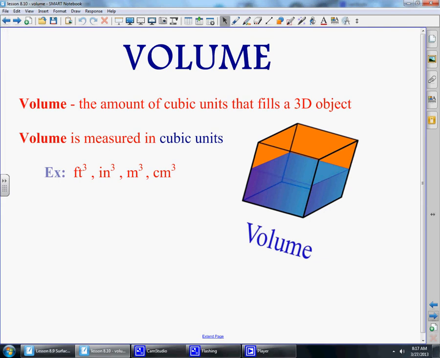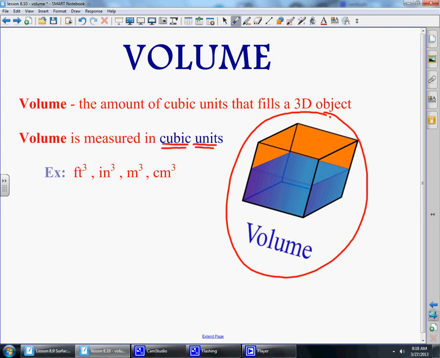So if you look at this rectangular prism, you can see the water line in here and how much water can fill that up. So it's how much space is inside of a 3D object. And volume is always measured in cubic units. So for example, we have feet cubed, inches cubed, meters cubed, and centimeters cubed. So you're always going to have this little 3 up here when you're finding volume.